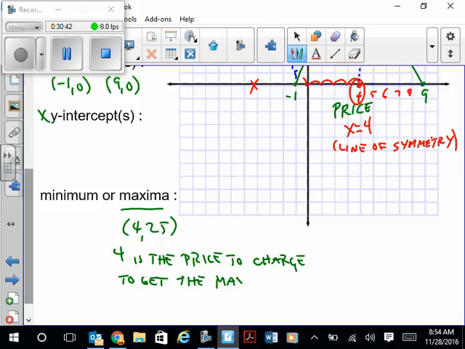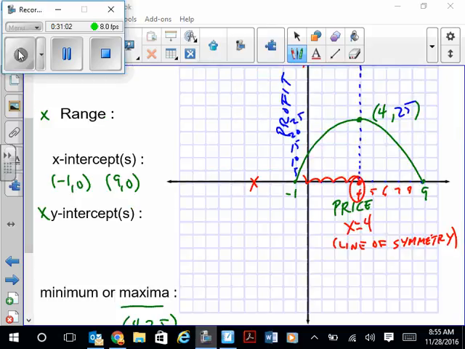So these are the X-intercepts. Two prices. Thank you, Carlos. Two prices charged that get you a zero profit. And for both of them, you see your Y is zero. That's your profit. Two prices that get you zero profit.